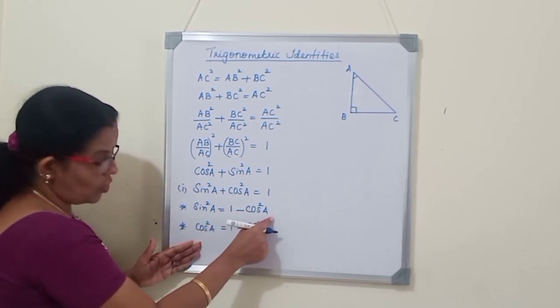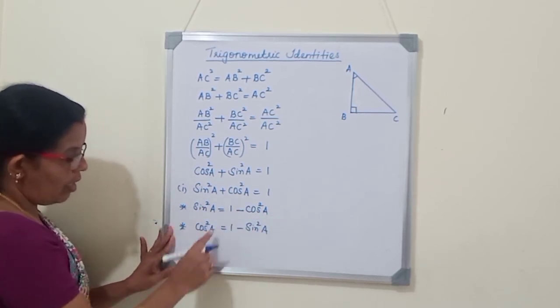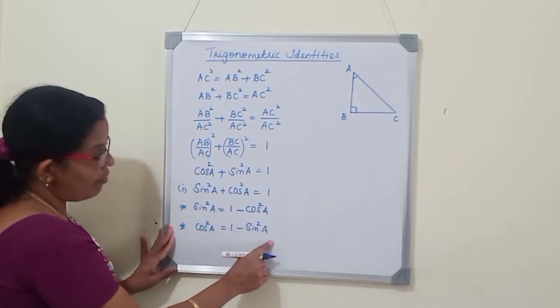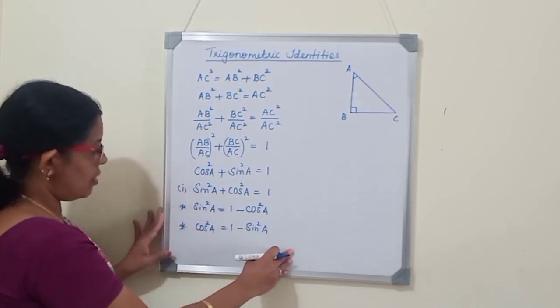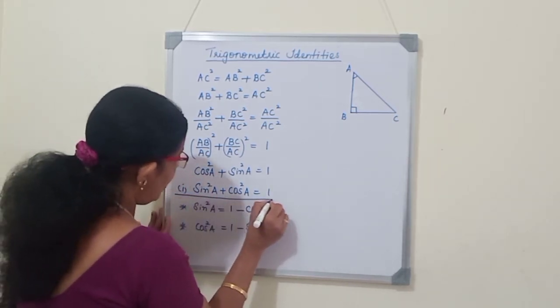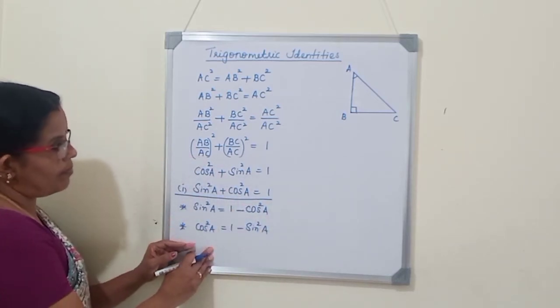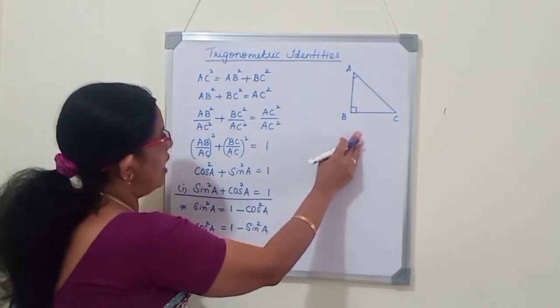Sometimes where we have 1 minus cos square A, we have to write sin square A, or where we have 1 minus sin square A, we have to write cos square A. So this is the first identity: sin square A plus cos square A is 1. Now we will see the second identity.